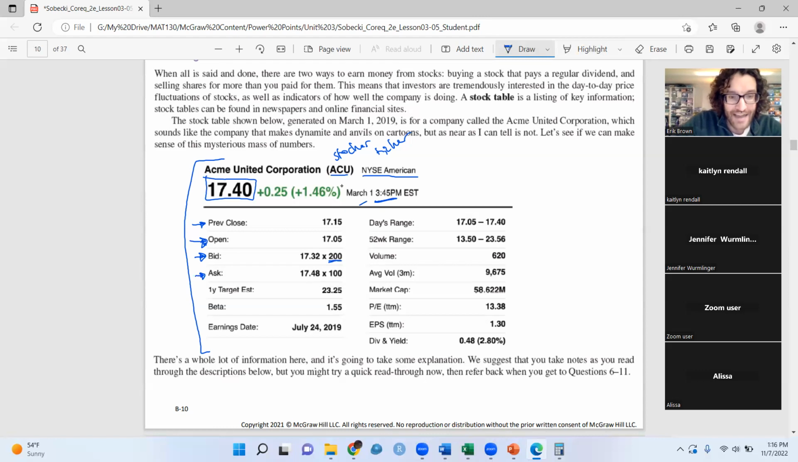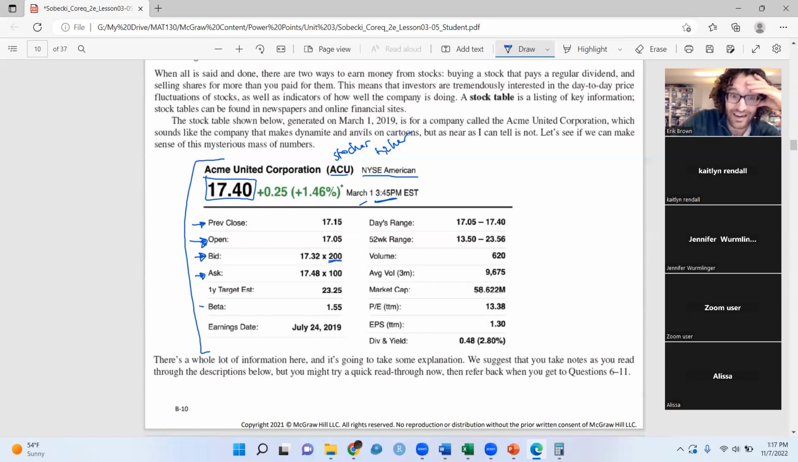The 1-year target estimate. Someone has done research, and they believe that the shares of this company a year from March 1st will be worth $23.25. So that means there's an increase. If you bought at $17.40, in a year you would have made roughly $5 per share. So if you bought 1,000 shares, you'd make $5,000.